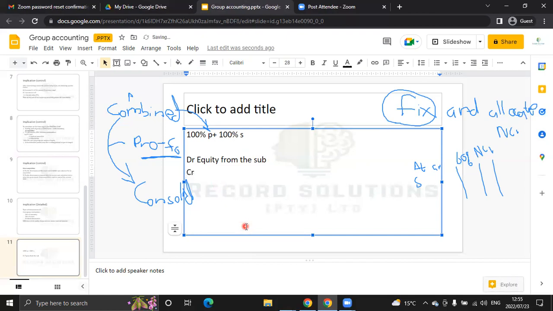We credit, number one, the non-controlling interest. Okay, before I go to it, let me go to it. Non-controlling interest, right? With regards to this non-controlling interest, there are two ways. Okay, before I explain how to calculate this, what is this non-controlling interest?